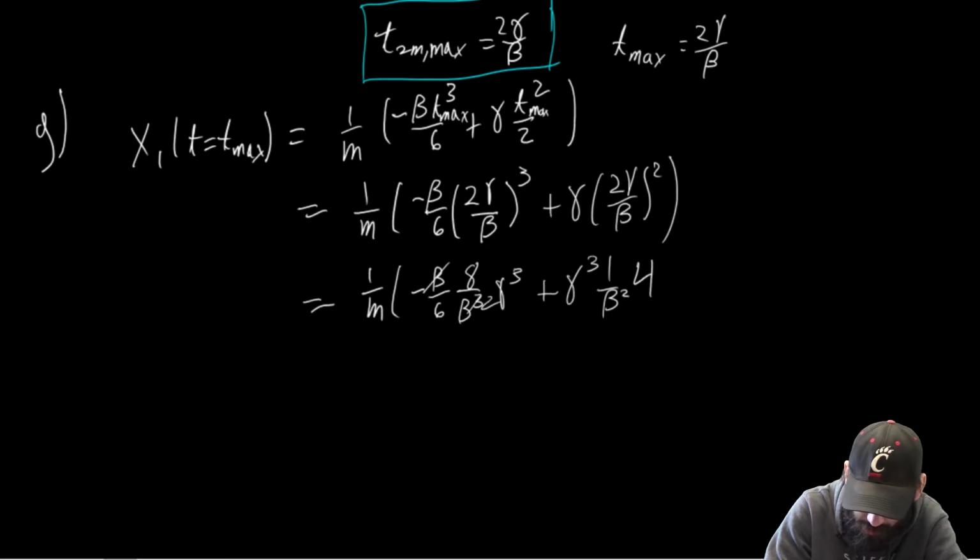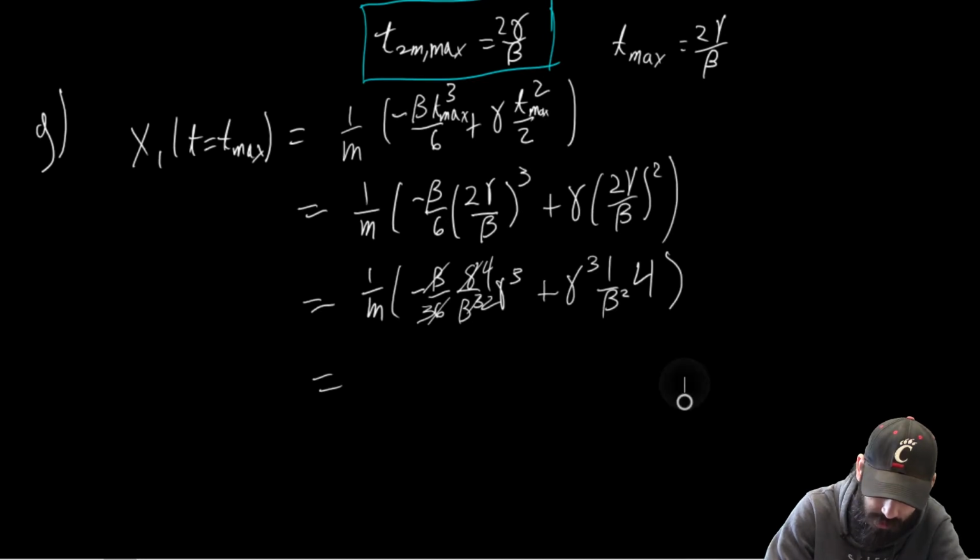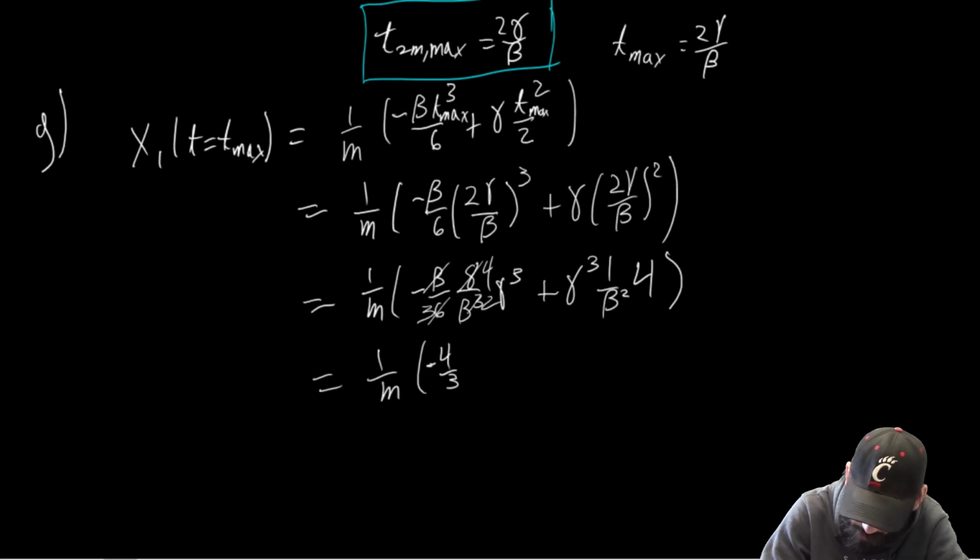This 8 and this 6 can be reduced, so this is going to be a 4 over 3. And so let's collect some things and write them in a similar fashion. So this is going to be 1 over m times 4 over 3 with a negative sign times a gamma cubed over beta squared plus 4 gamma cubed over beta squared.